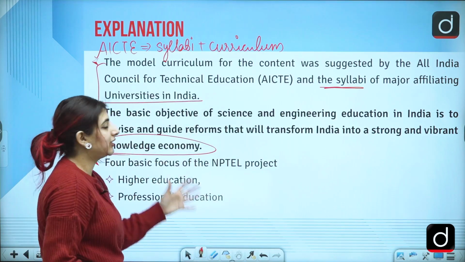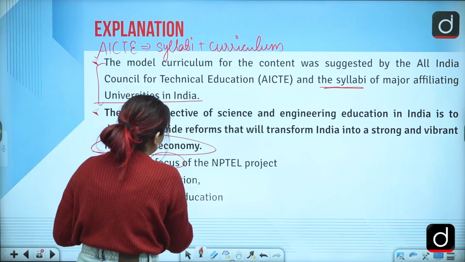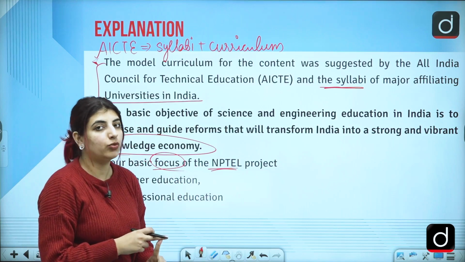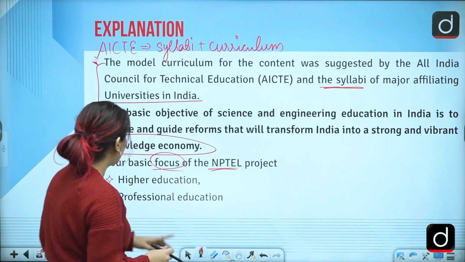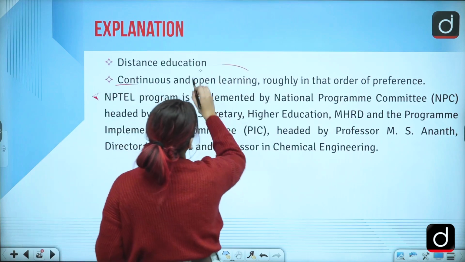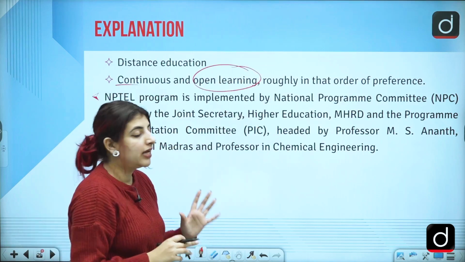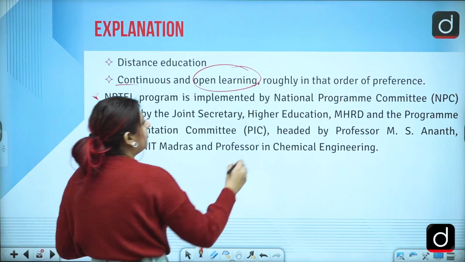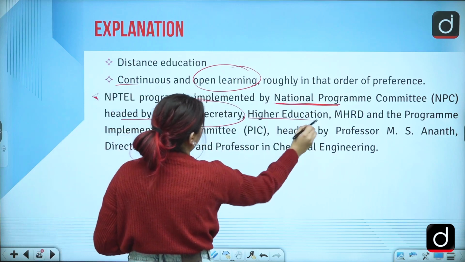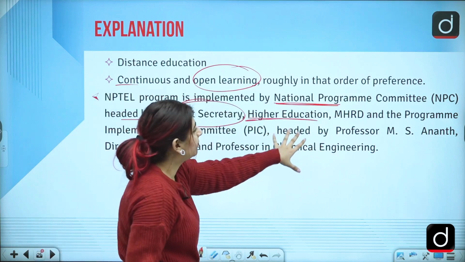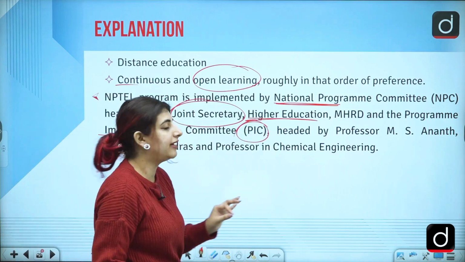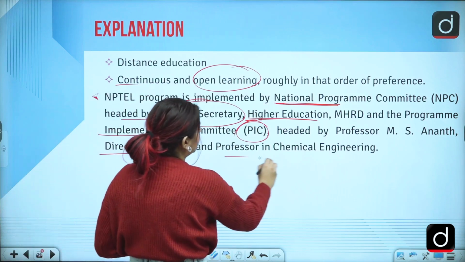Four basic projects of the NPTEL, right? The objectives or the focus of the NPTEL project are higher education, so anything related to higher education which is related again to the scientific sphere, professional education, distance education, continuous and open learning, roughly in that order of preference, right? This program is implemented by the NPC, headed by the Joint Secretary of Higher Education, MHRD, and the Program Implementation Committee, that is PIC, headed by Professor MS Anand, Director of IIT Madras and Professor in Chemical Engineering.